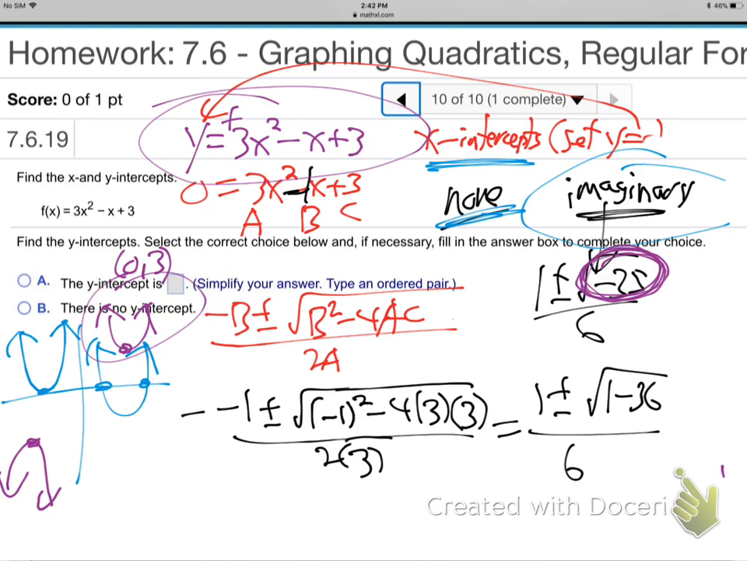So you plug in the Y-intercept, and then it'll ask you what's the X-intercept? Yeah, the next question is x-intercept. Imaginary? Not imaginary. It says there are no x-intercepts. Is that good?